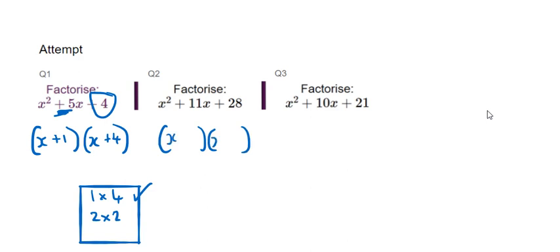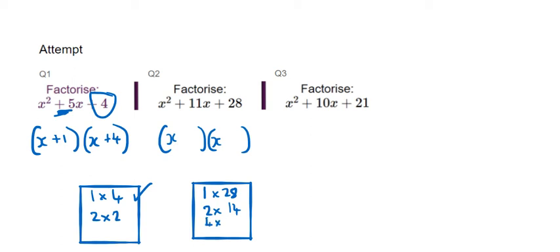Second one, start off with double brackets again, so x and x. I'm looking for 2 numbers which would multiply to give me 28 and would sum to give me 11. For 28 I could have 1 times 28, 2 times 14, 3 times, no, 3 won't divide in, 4 times 7. 5 won't divide in and 6 won't divide in. Which of these would add together to give me 11? Well, 1 and 28 won't, and 2 and 14 won't. But 4 and 7 will. 4 plus 7 is 11. So plus 4 and plus 7.